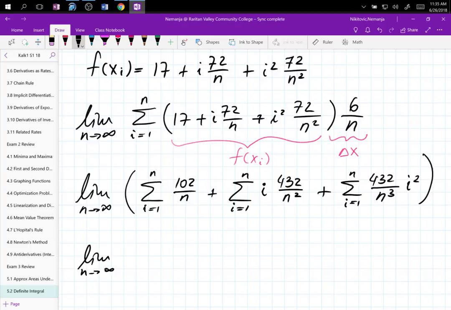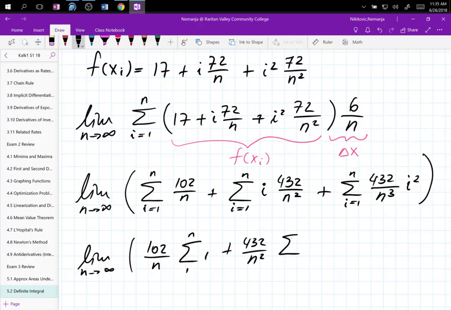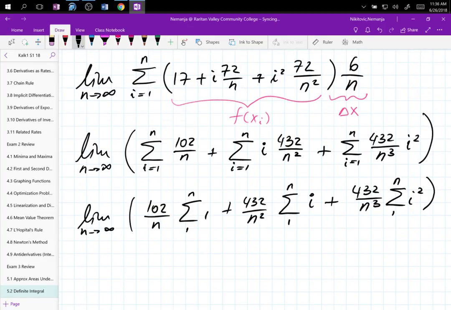n goes to infinity. And then we kick all the constants outside. So we have again summation of 1, going 1 to n, plus 432 over n squared. That's a constant, because summation operates on i's, so i is all that stays inside, plus 432 over n cubed, summation of i squared, from 1 to n. And then we go and compute all of these.